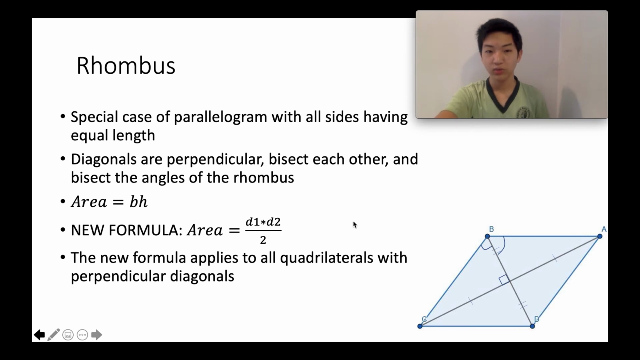Their diagonals are perpendicular and bisect each other. They also bisect the angles of the rhombus. So that means that they meet at a 90-degree angle. They bisect each other, so from B to this point, we can call it whatever we want. Let's say we call it O. BO is equal to OD. CO is equal to OA.